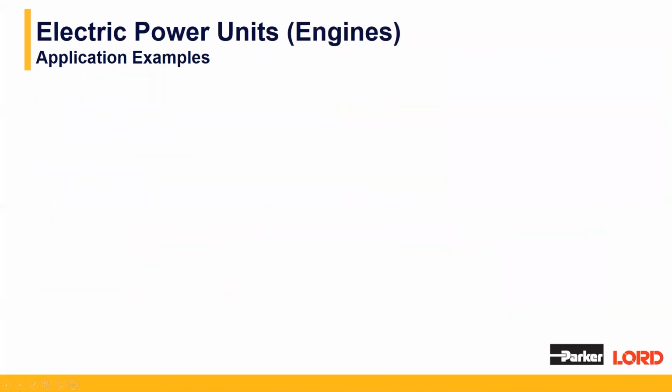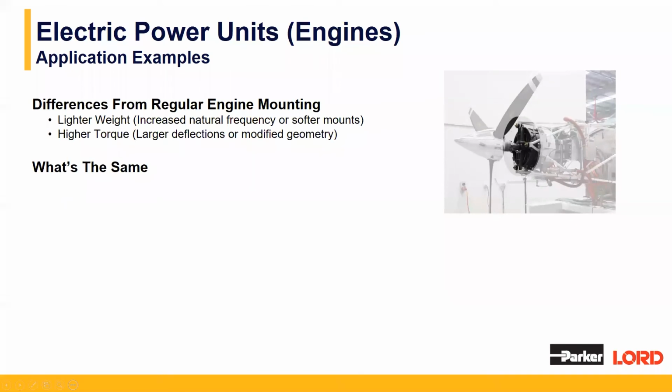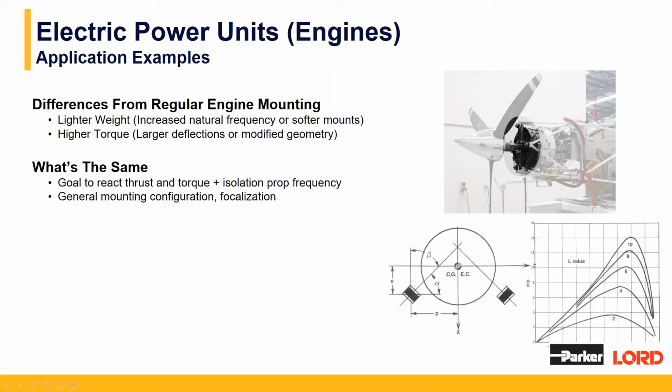Switching gears here to EPUs, or the electric power units that we're replacing traditional combustion engines with. The differences here are that typically EPUs are higher torque for a given weight. The reduction in weight causes a higher natural frequency, assuming the mount stiffness doesn't change, and higher torques cause larger deflection. Some things that stay the same, again, the goal to react thrust and torque of the engine while isolating the propeller natural frequencies. Mount configurations and attachment methods, like using focalizations, can still be applied and beneficial for EPUs.